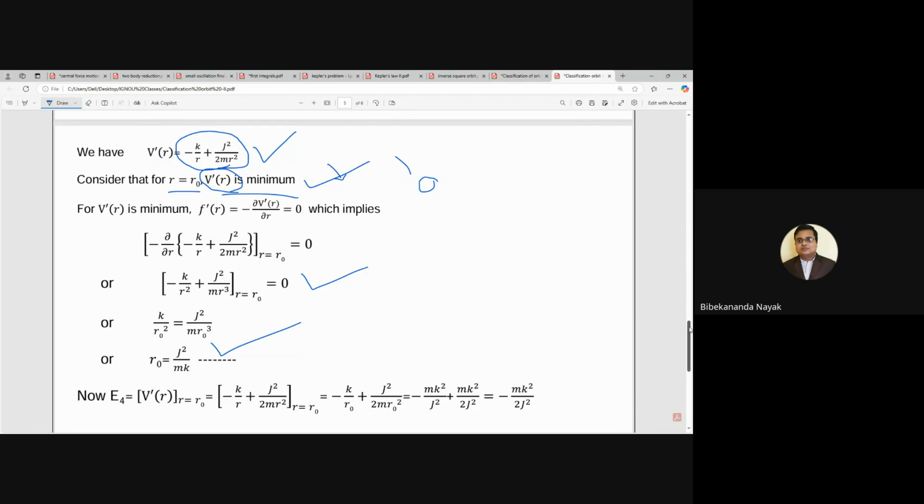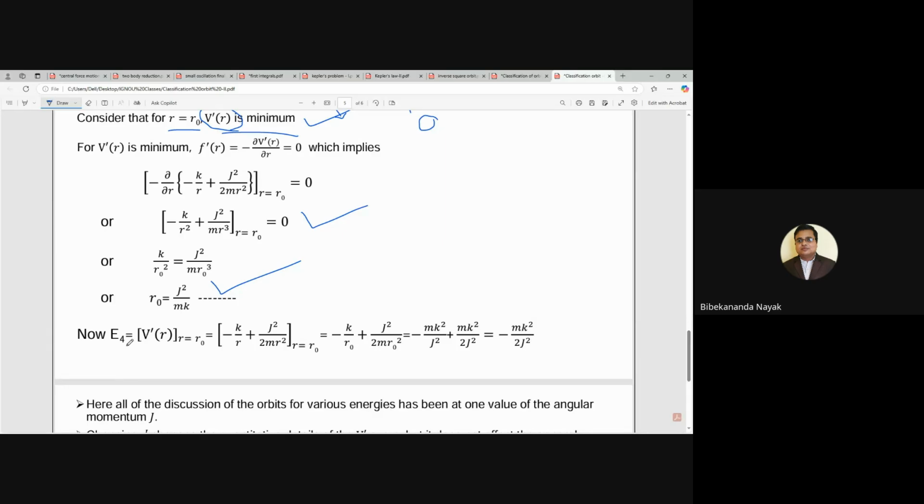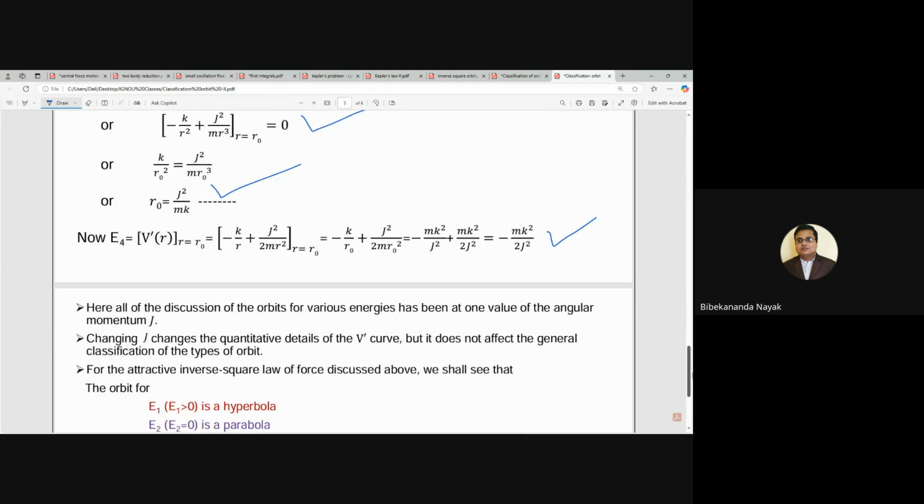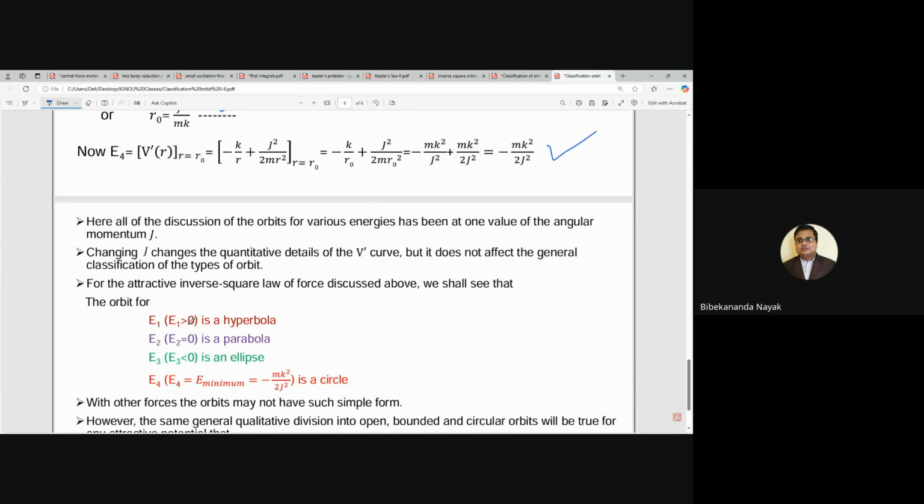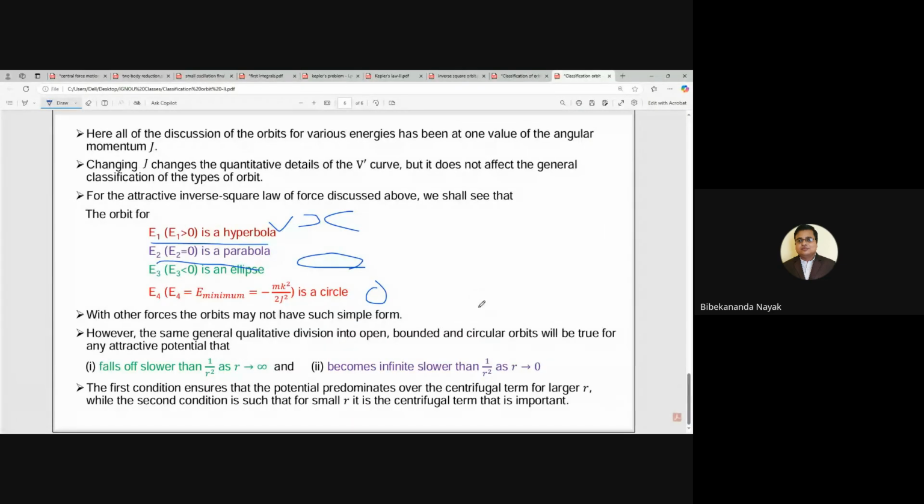Putting R0 here and using this R0 value, we found the total energy at the minimum point is equal to minus MK square by 2J square. Whatever we found on the shape: the positive energy case is a hyperbola. For energy 0, it is a parabolic case. Third, negative energy is an ellipse. Fourth, minimum energy is a circle. This is the analysis from the equation.